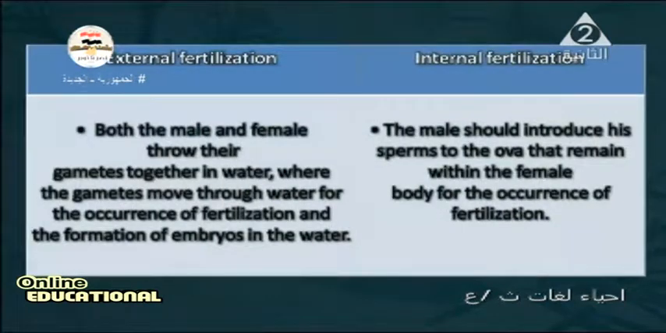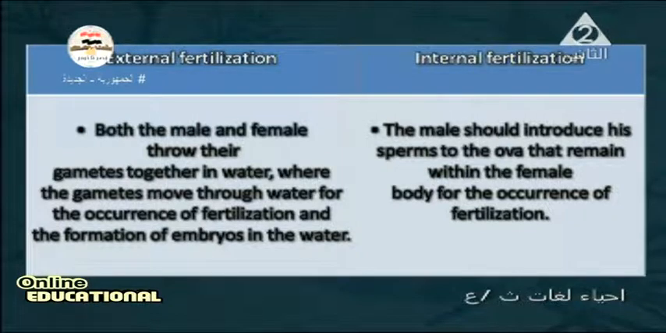In external fertilization, both male and female throw their gametes together in water. So in external fertilization, the male and the female put their gametes in water, where the gametes move through water for the occurrence of fertilization and formation of the embryo.